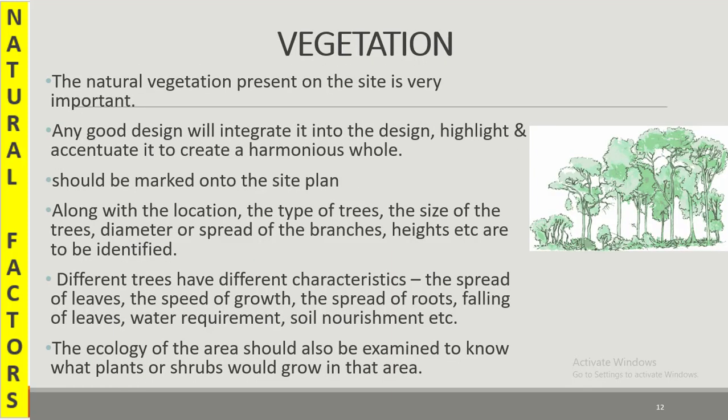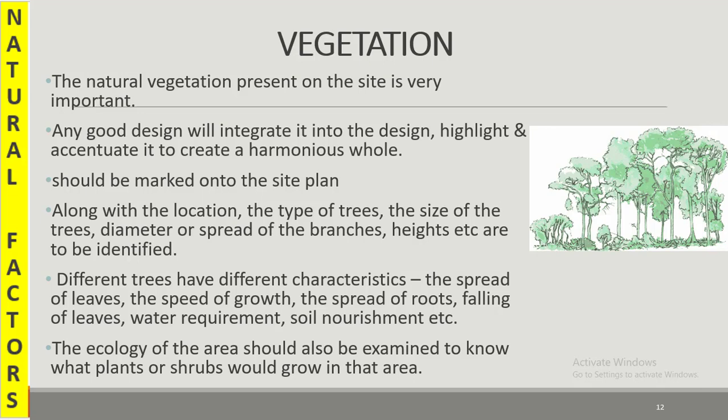The natural vegetation present on the site is very important. Any good design will integrate it into the design, highlight and accentuate it to create a harmonious whole. All the vegetation present in site should be marked onto the site plan. Along with the location, the type of trees, the size of the trees, diameter or spread of the branches, heights, etc. are to be identified.